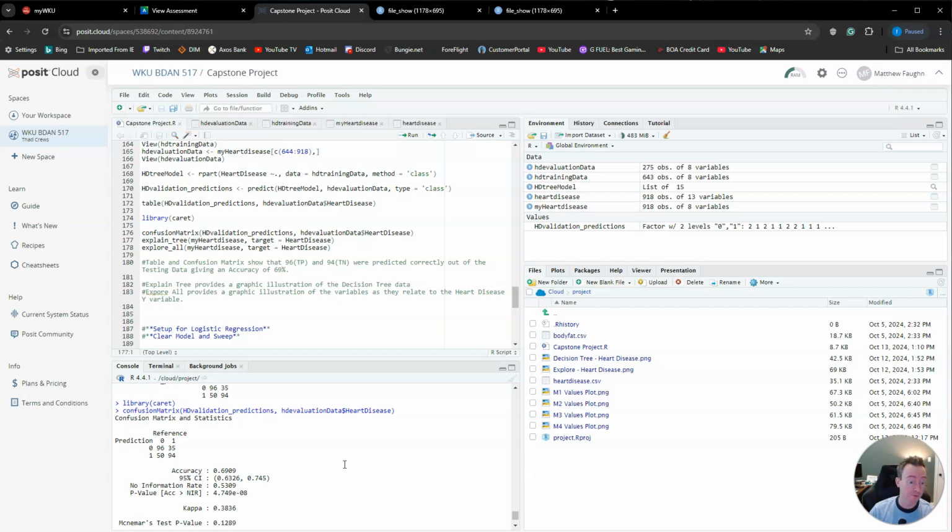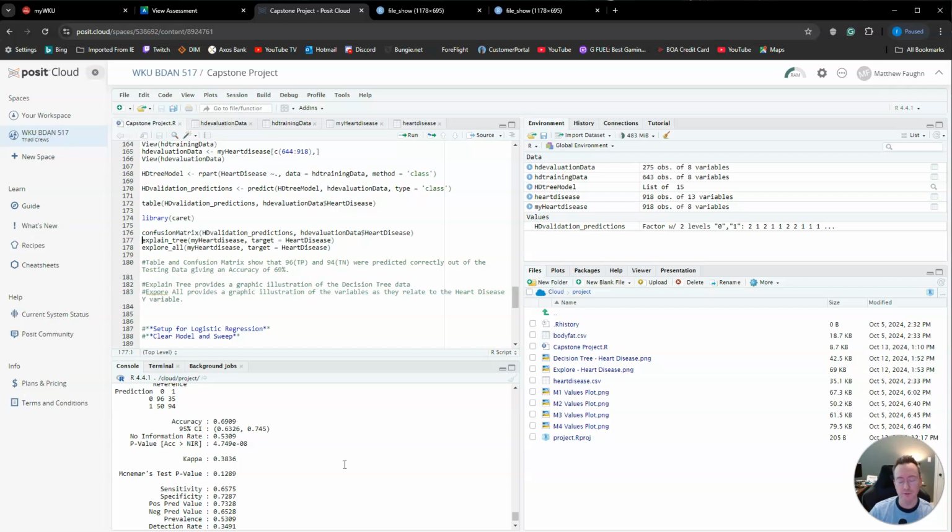Perfect. And now we have the same confusion matrix that we had on the table, but now we can dive deeper into those and see how accurate our model is. And it came to be 69% accuracy, which is not bad. P-value, we are significant at 0.05 level, which is good.